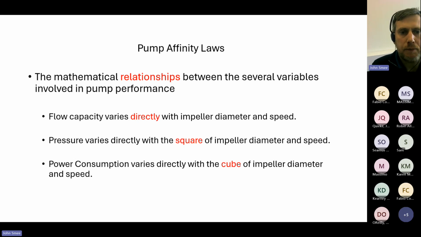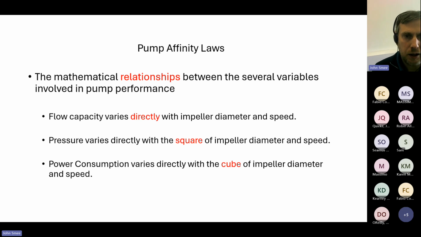The second affinity law is a nonlinear relationship. It's what we call a quadratic relationship because of the square here. What it means is that the pressure the pump delivers varies directly with the square of the impeller diameter and speed. So it's nonlinear. If you plot this on a graph, you will get a curve, a quadratic curve.